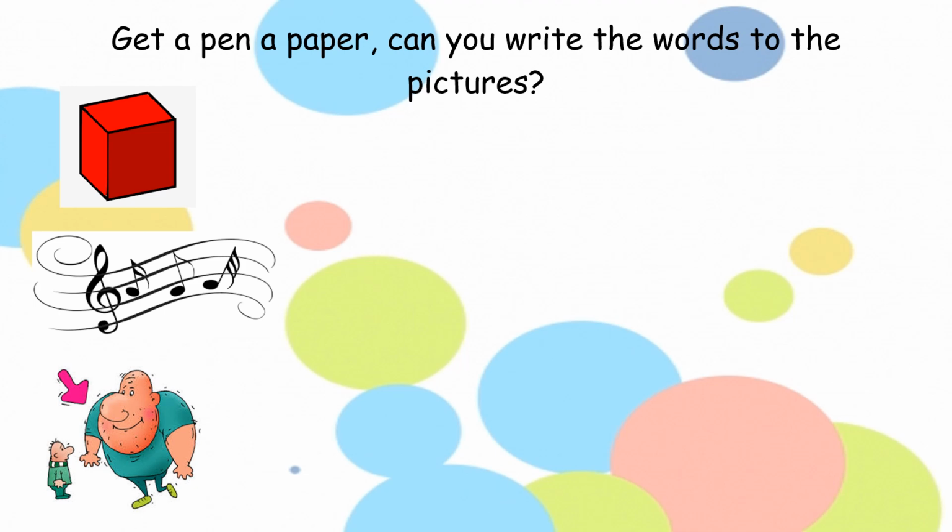Now have a look at these pictures. What word do you think you're going to be writing looking at the first picture? We have a picture of a cube. So your word is cube. The second picture, what word do you think you'll be writing? You have the word tune. And your last picture? The man is huge. So your word is huge. So the words you're writing are cube, tune, and huge. Pause the video here and start writing those words, please.